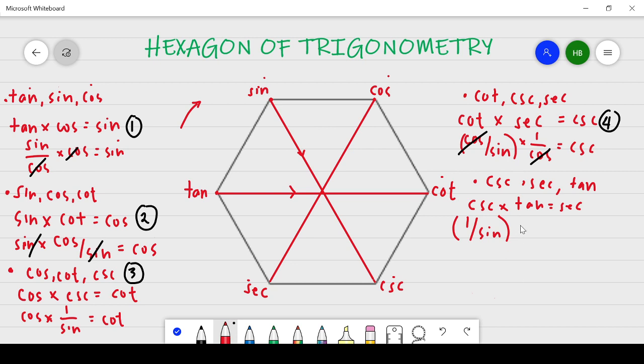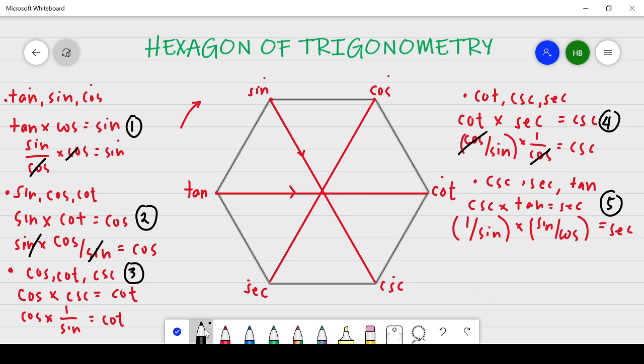So, how about the tangent? That will be sine over cosine. So, cancel mo lang si sine over sine. There you have it. 1 over cosine, of course, is equal to secant, which proves this formula. Cosecant multiplied by tangent is equal to secant.